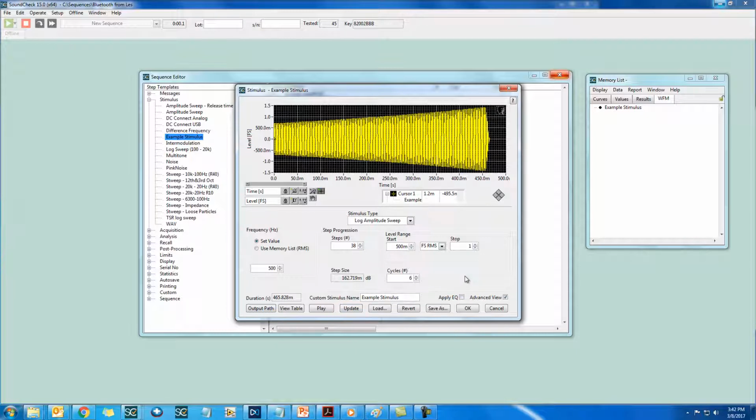Using this example, our frequency is set at 500 Hz. One cycle of a 500 Hz sine wave is 2 milliseconds. Each of our steps will be 6 times 2 milliseconds, which is 12 milliseconds, and since we have 38 steps, that equals about 450 milliseconds.